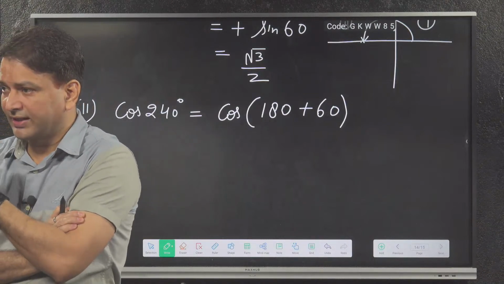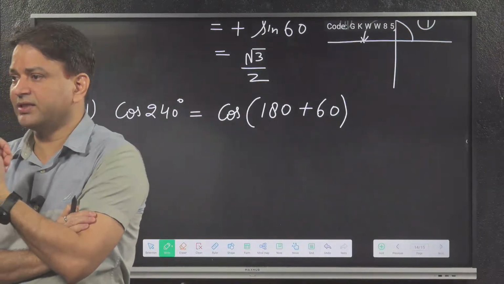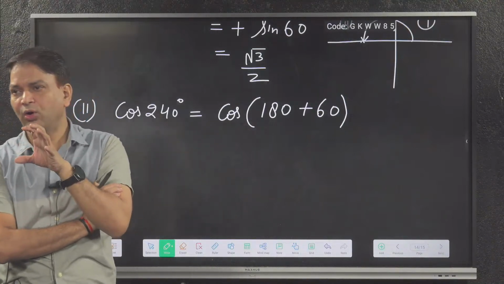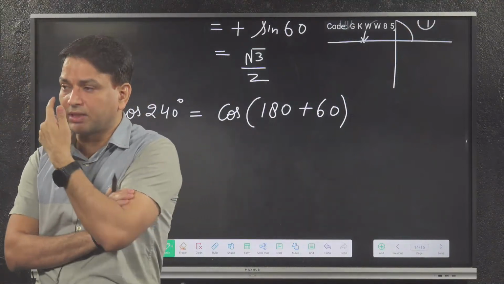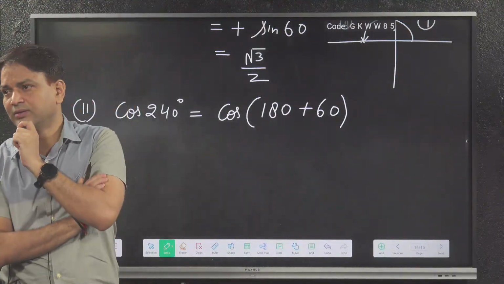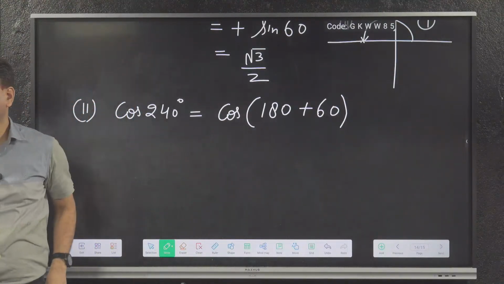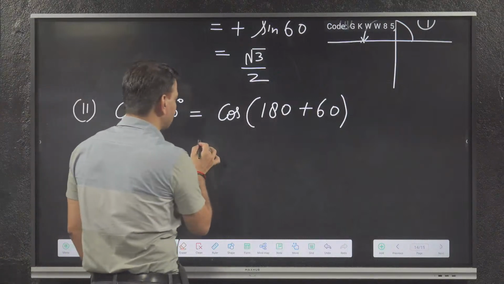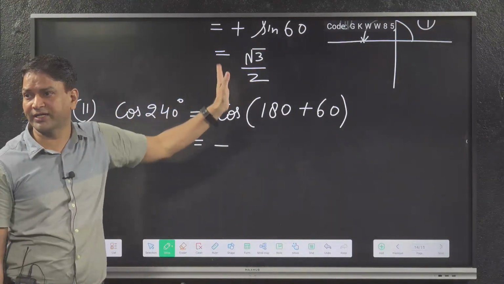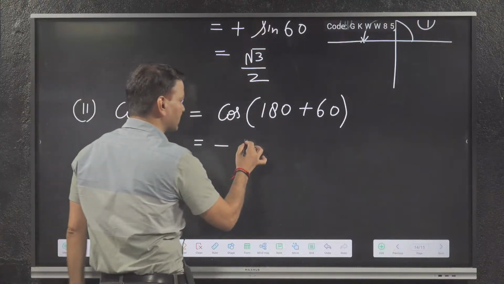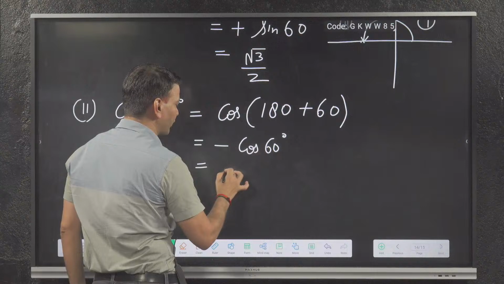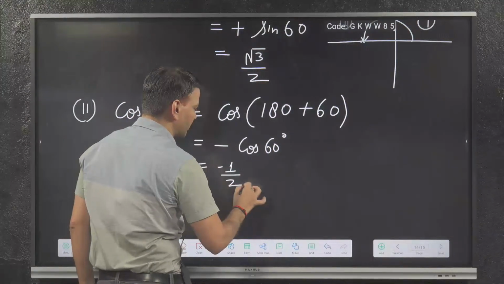So it is more easy or not? 180 plus 60. Now 180 plus means third quadrant. In the third quadrant, is cos negative or positive? In the third quadrant cos is negative, so I put the negative sign. Now what I said, forget about the 180. Now directly write cos 60. So minus cos 60. What is the value? Cos 60 value we know is 1 by 2. So what is the answer we got? Minus 1 by 2.